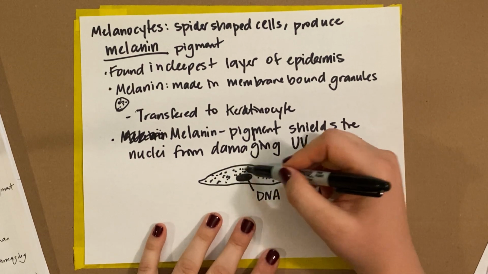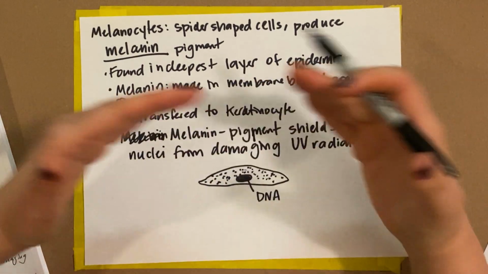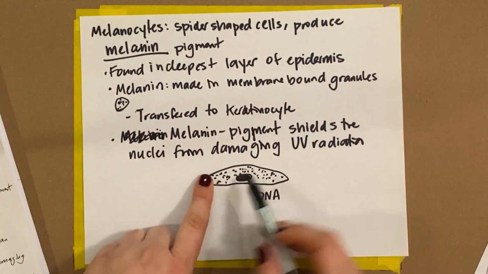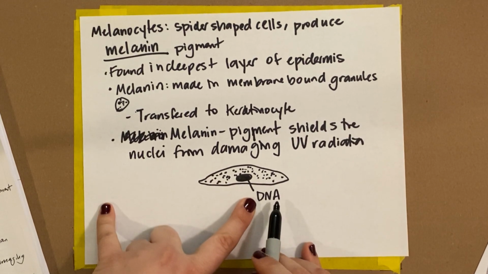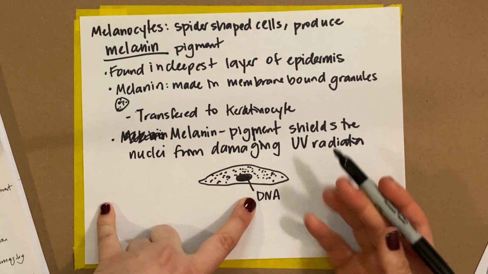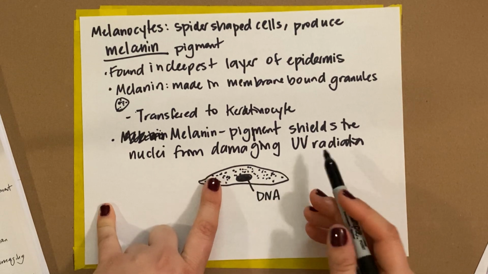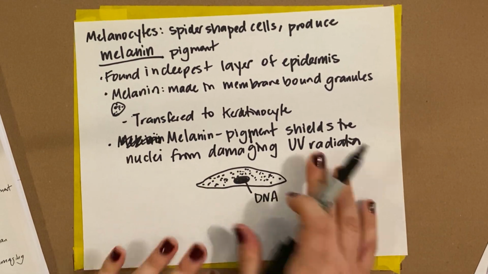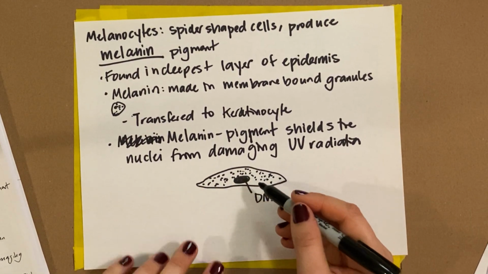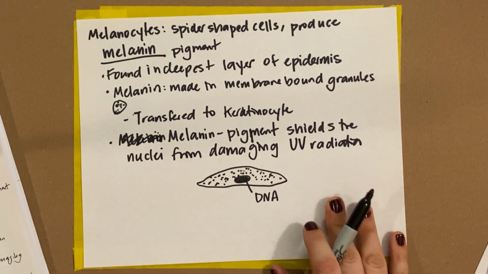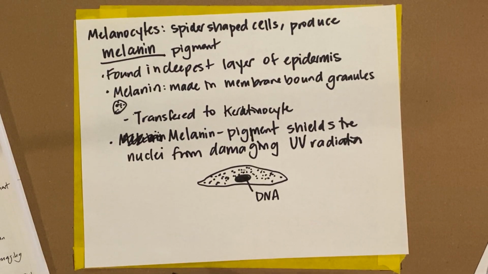So they're actually shielding, kind of acting as like a sunscreen on top of the nucleus to help protect it from being damaged. Okay, if you get too much UV radiation, the melanosomes can only do so much. And so they do protect, but they can only do so much. All right, so that is going to be the second type of cell that we have.